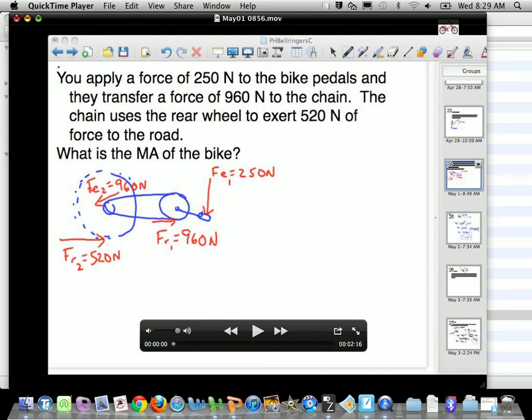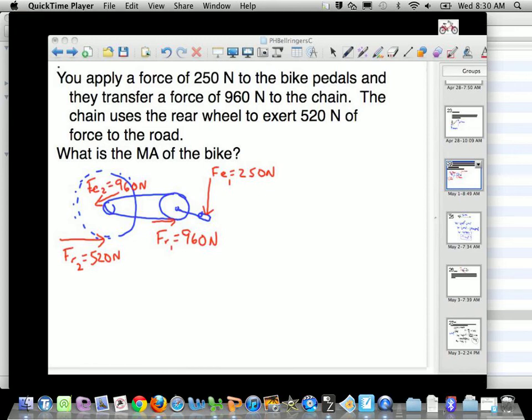So this is a compound machine, a bicycle. It's basically two wheel and axle machines connected by a pulley system. And as you can see from the diagram, we're applying an effort force of 250 newtons, which creates a resistance force of 960 newtons at the pedals. That force becomes the effort force on the rear wheel of 960 newtons, and that force then gets applied to the ground, creating a resistance force of 520 newtons.